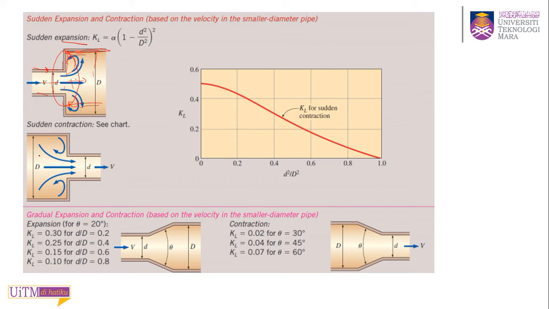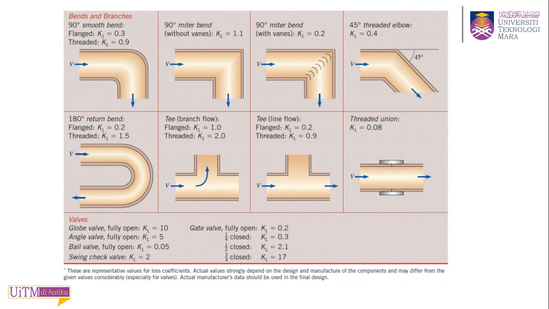When your flow is coming from the bigger pipe to the smaller pipe, you will also introduce turbulence, and this will give you losses. You can calculate these losses through the equation. So that's why you have the coefficient of losses for expansion and also for contraction. That's why you have those losses.